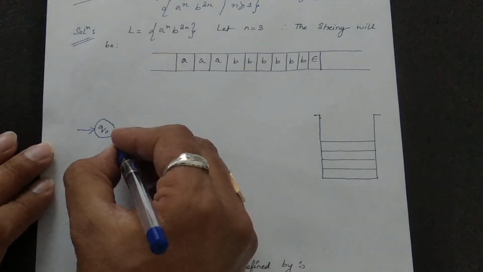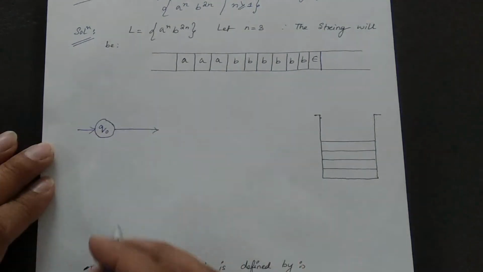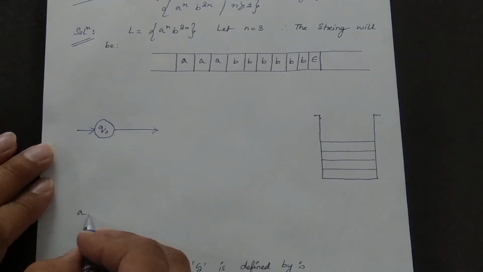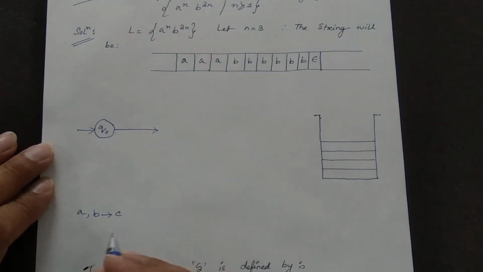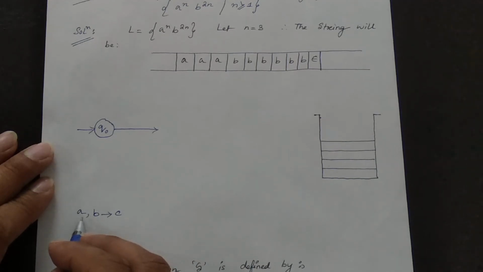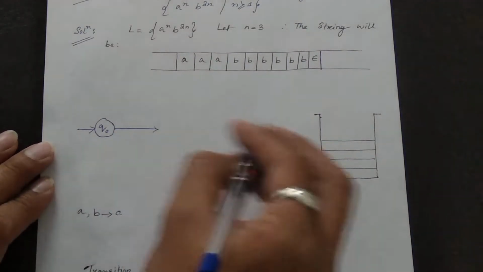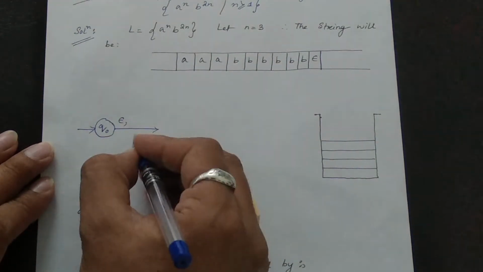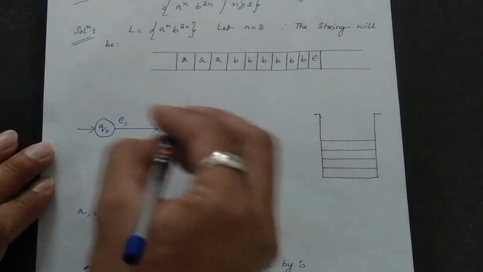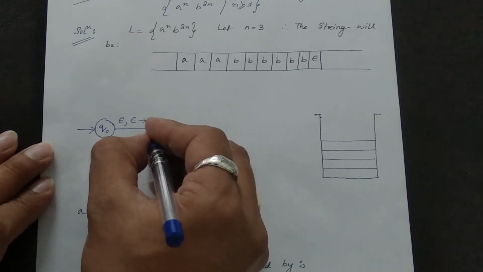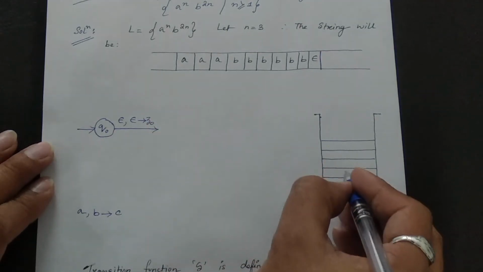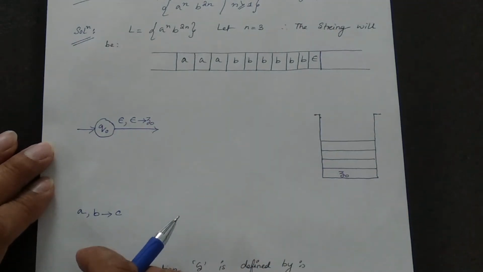So initially what happens? Again, I'm reminding you, A, B tends to C, correct? What is A? A is nothing but the input element which you are reading. B is the top of the stack that is to be popped. And C is nothing but the element to be pushed, right? So in the initial stage, epsilon is the input element, right? That means nothing to be read. And initially the top of the stack is nothing. That means what I have to do? Push Z0. So I have pushed the element Z0 over here.